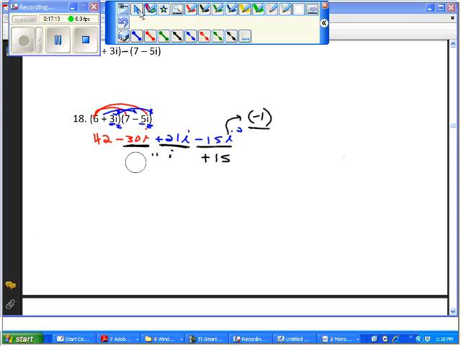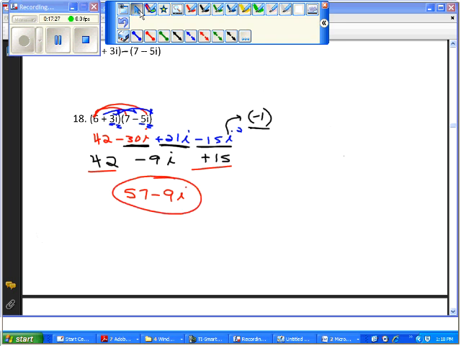That's wrong. Negative 9i. And then we still have the 42. Now we can combine these like terms, and we get 57 minus 9i. Any questions on multiplying complex binomials? Okay. So we multiplied complex binomials. Number 18. Is everybody good? I'll let you catch up. Let me give you a second.